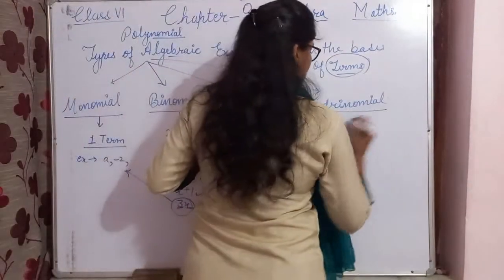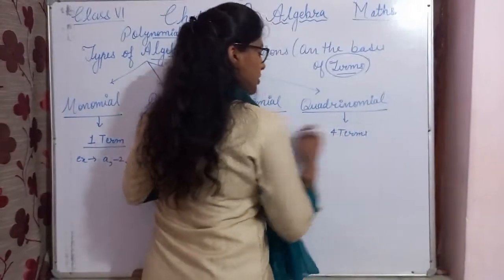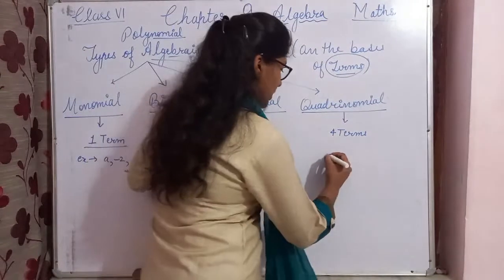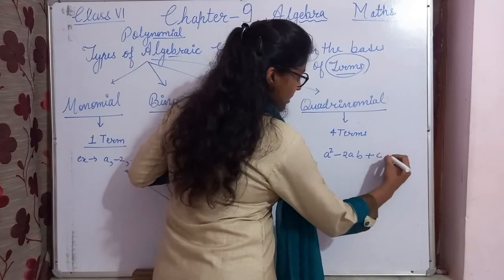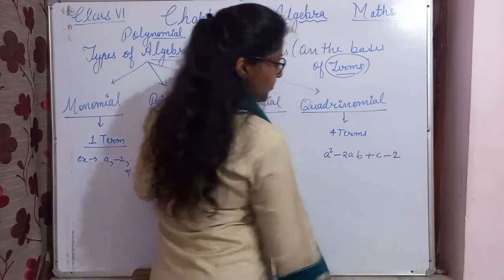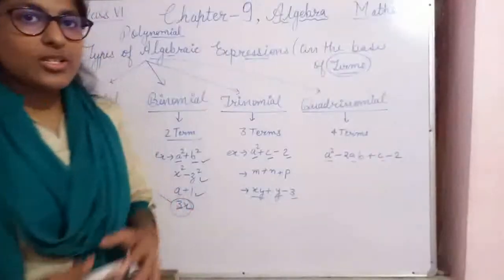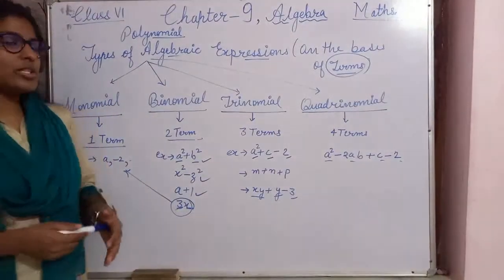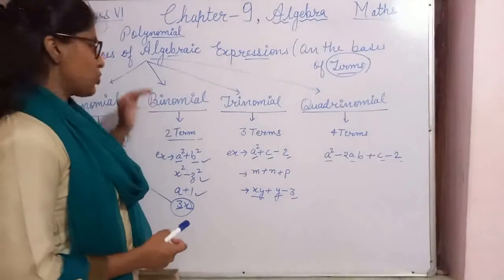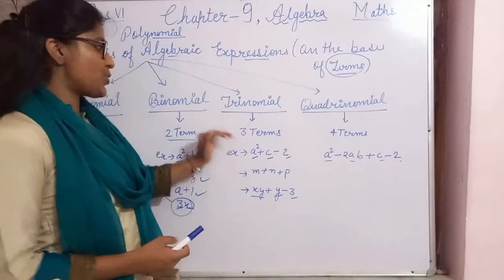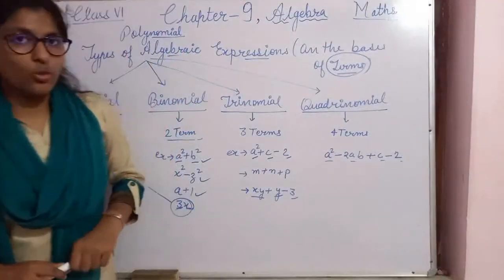Next is quadrinomial. In the quadrinomial, we have 4 terms. Now see examples: a square minus 2ab plus c minus 2. How many terms do you have? 1, 2, 3, 4. So, on the basis of terms, algebraic expressions or polynomials are of 4 types. When we have 1 term, it is known as monomial. When we have 2 terms, binomial. When we have 3 terms, trinomial. And when we have 4 terms, quadrinomial.